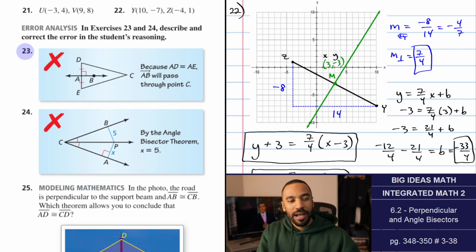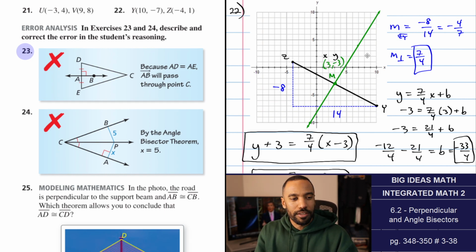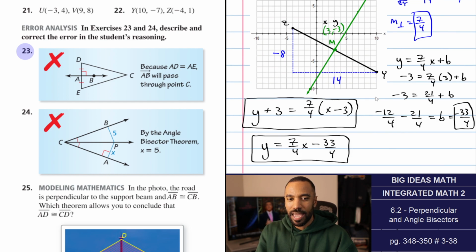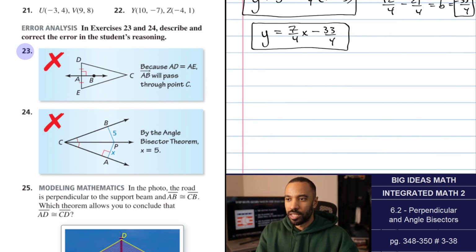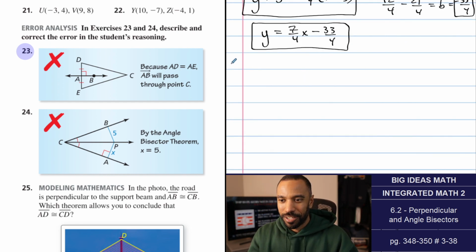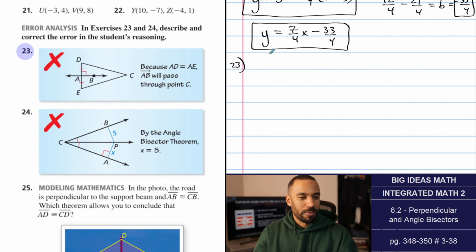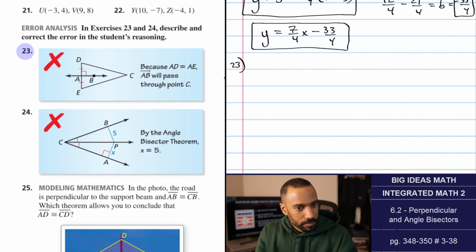All right, error analysis. Exercises 23 and 24. Describe and correct the error in the student's reasoning. Story of my life, right? Students always been making errors, and I say, no. All right, because the length of segment AD equals the length of segment AE, I agree. Ray AB will pass through point C.